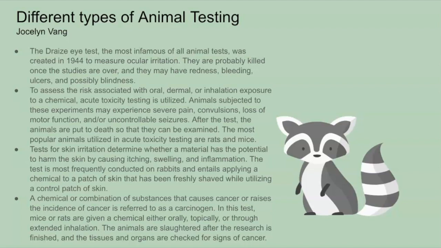A chemical or combination of substances that causes cancer or raises the incidence of cancer is referred to as a carcinogen. In this test, mice or rats are given a chemical, either orally, topically, or through extended inhalation. The animals are slaughtered after the research is finished, and the tissues and organs are checked for signs of cancer.